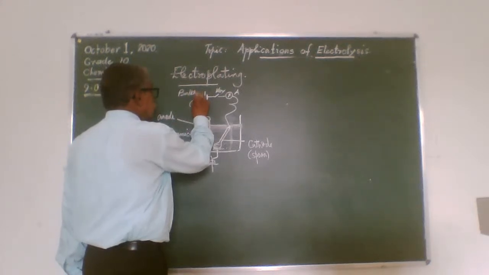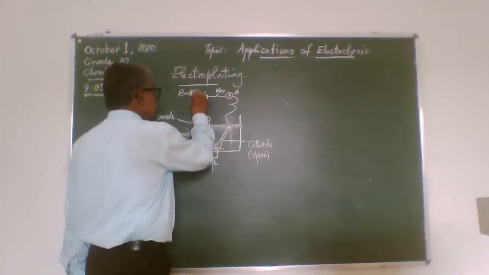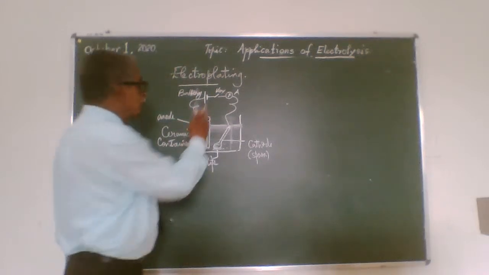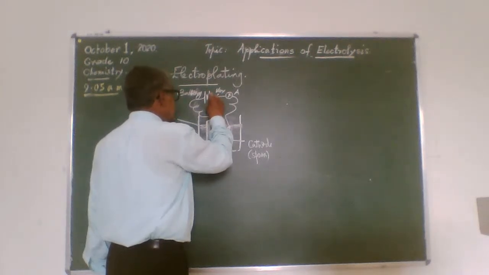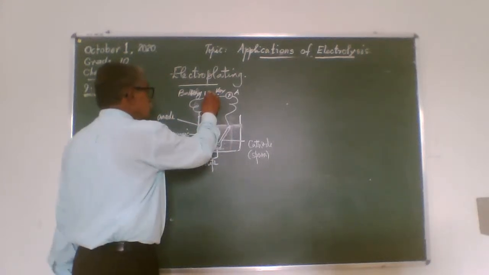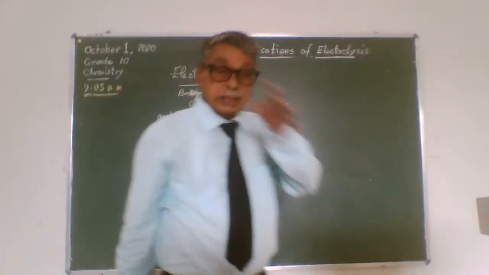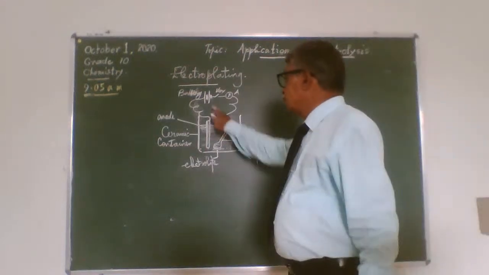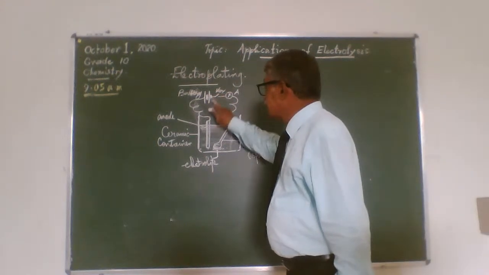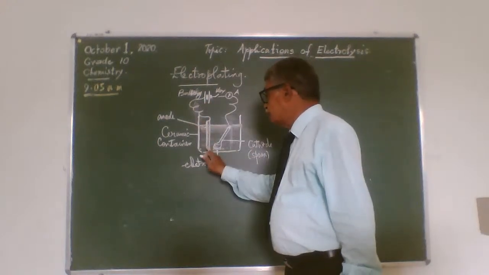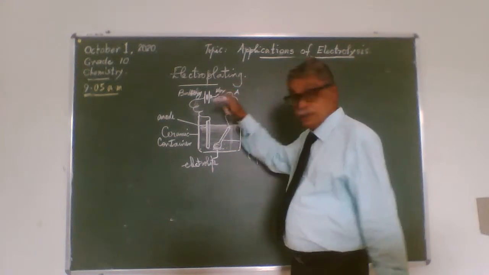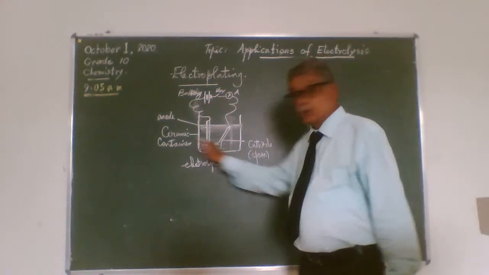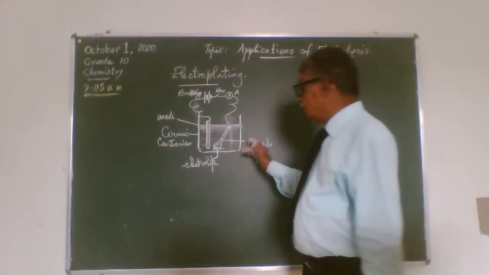Actually, it is called a battery only if there are two or more cells. I am showing you two cells, so this is the battery. The negative is connected to the cathode, the positive is connected to the anode. If the key is pressed, electrons will flow through the electrolyte. What will be the result?